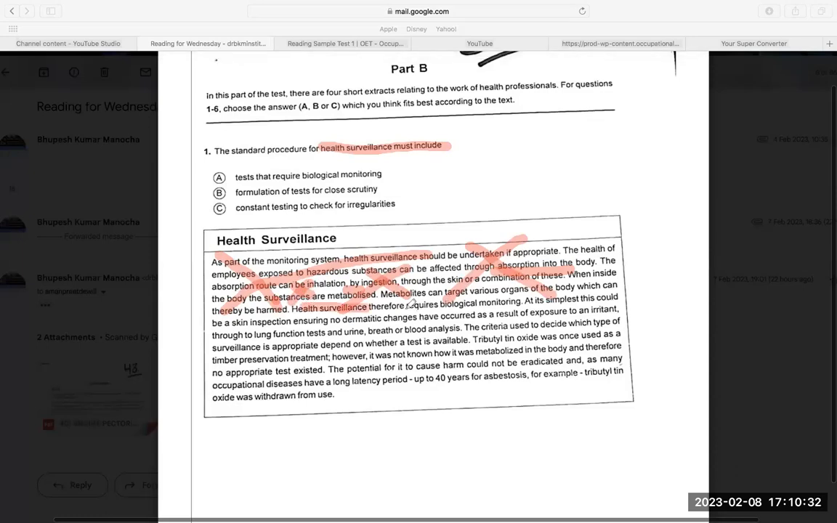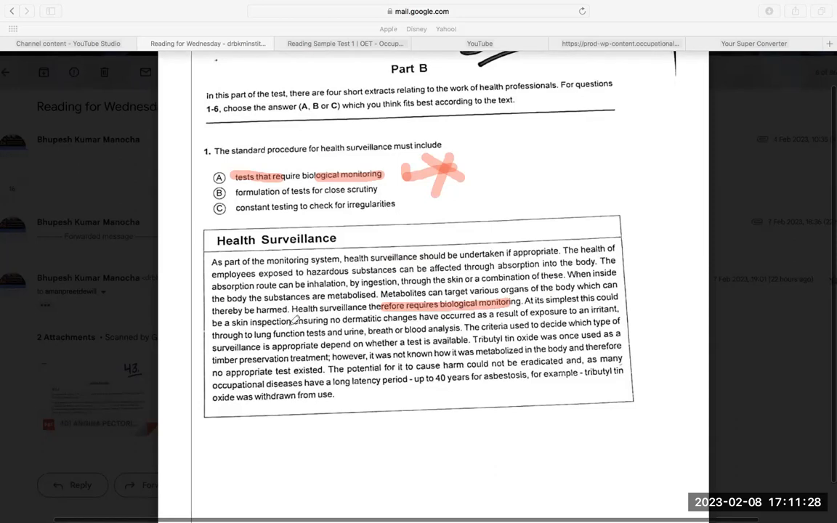Health surveillance therefore requires biological monitoring. So here is my answer: health surveillance needs biological monitoring. That means health surveillance must include biological monitoring. When I go to option A, it says health surveillance must include tests that require biological monitoring. So there are two extra words, tests. So I will not take this as an answer; I will eliminate this option. This is what I call the elimination method, because these words are not matching. If they had given health surveillance must include biological monitoring, then this would have been my answer. But these words are extra, so I am taking it out.